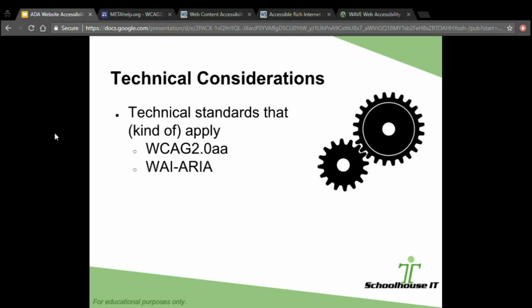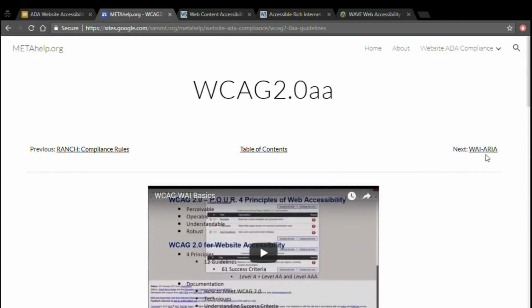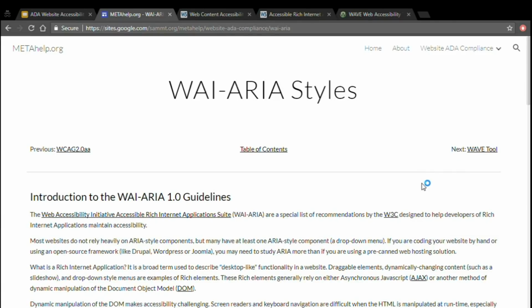The Web Accessibility Initiative Accessible Rich Internet Applications, or ARIA, recommendations help define technical steps to ensure accessibility for rich Internet applications. This largely does not apply to most components on public school websites, but rich elements such as fancy drop-down menus and HTML5 slideshow elements do fall under the style guidelines for ARIA. If you find that your website does not meet all of the RANCH rules, especially around navigation, you may need to visit the ARIA styles.